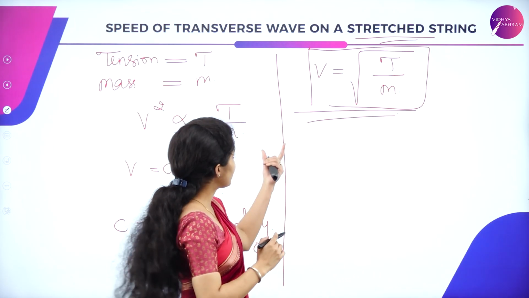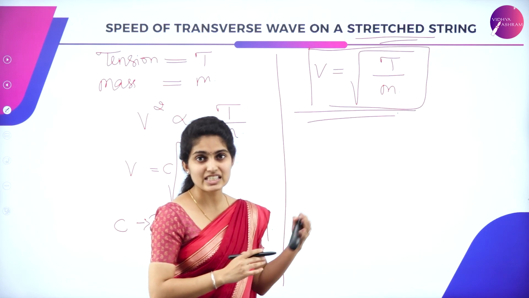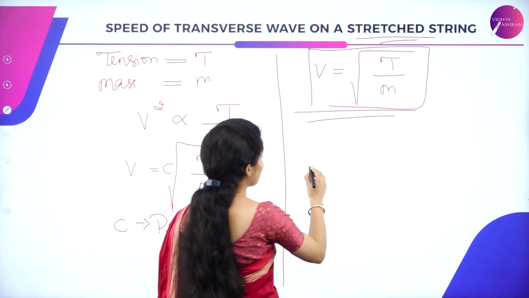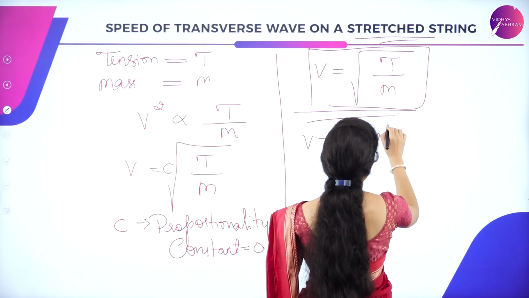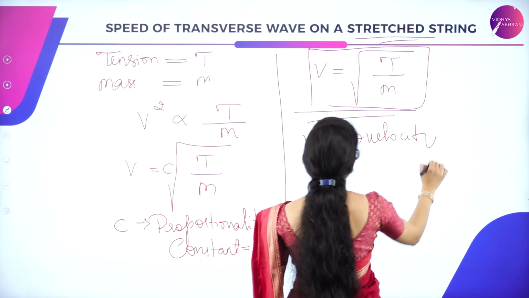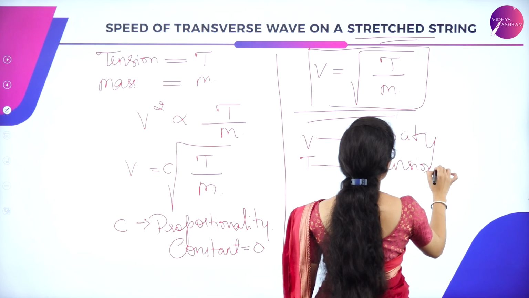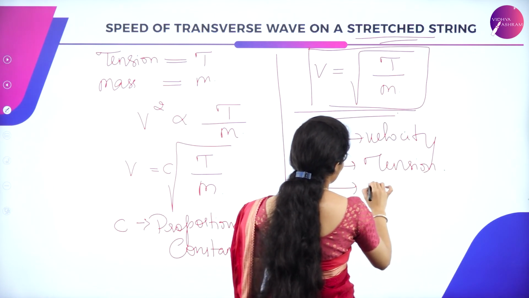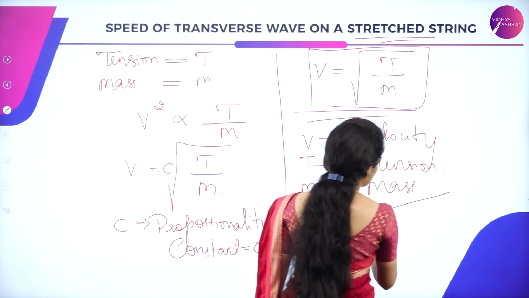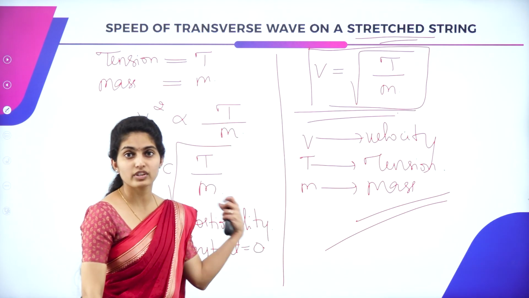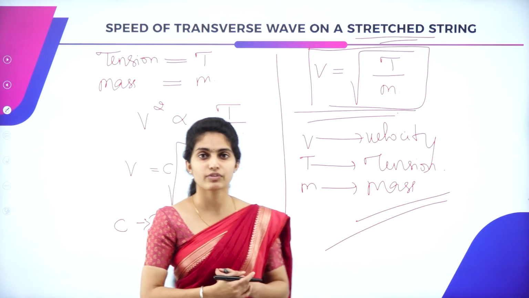Okay, so where v is the speed, that is the velocity, T is the tension on the string when it is stretched, and m is the mass. So that's all about the concept of the speed of the transverse wave on a stretched string.